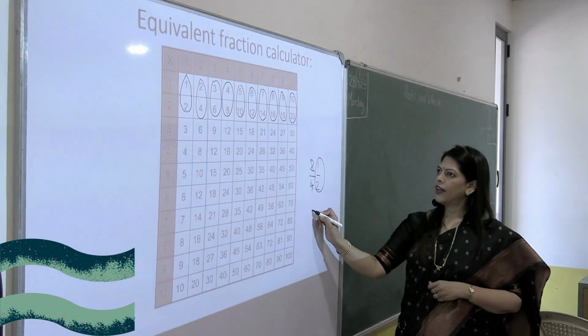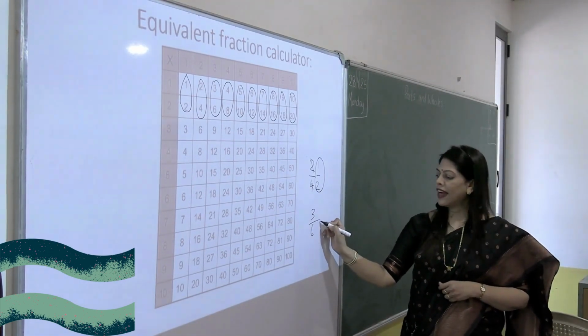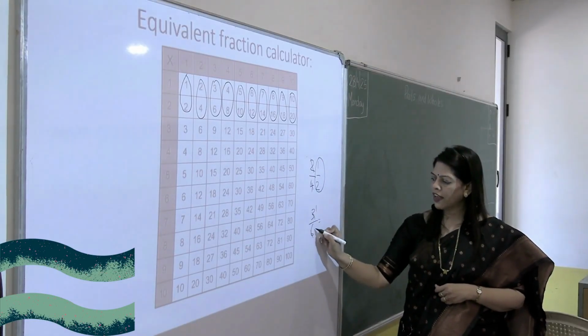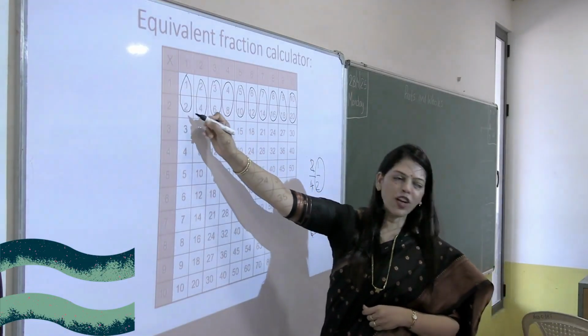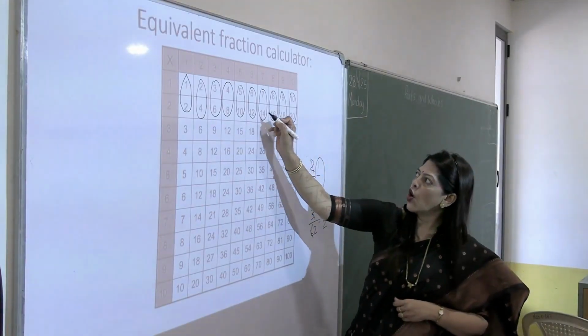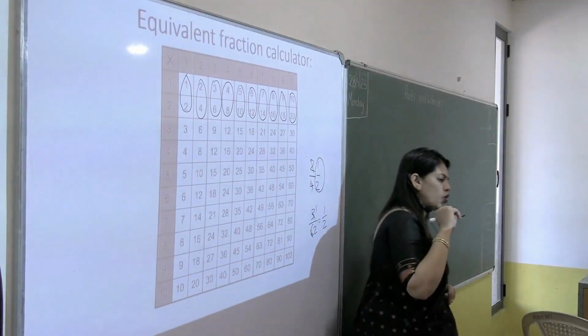Now here 3 upon 6. What do we do? Divide the numbers with 3. So 3 1s are 3, 3 2s are 6. What did we get ultimately? 1 upon 2. Are they equivalent? So if you look at all these fractions, you will see that they are all equivalent to 1 upon 2.